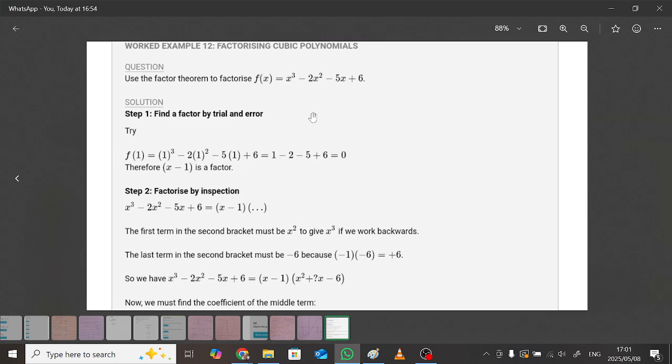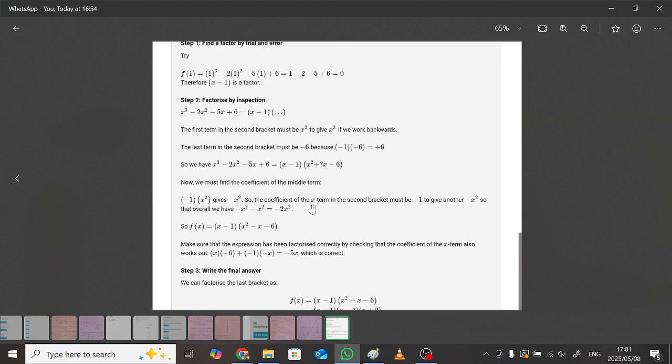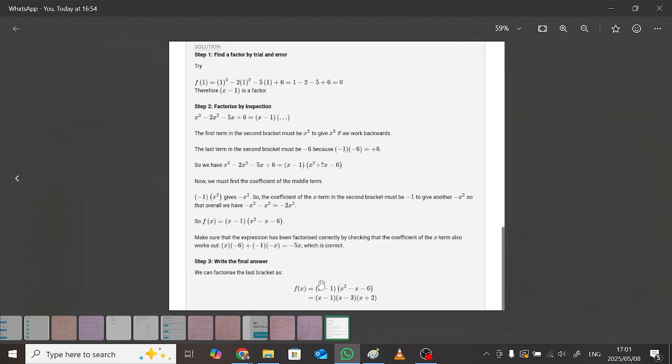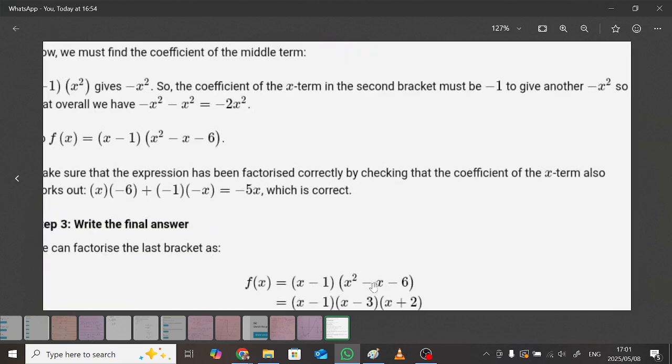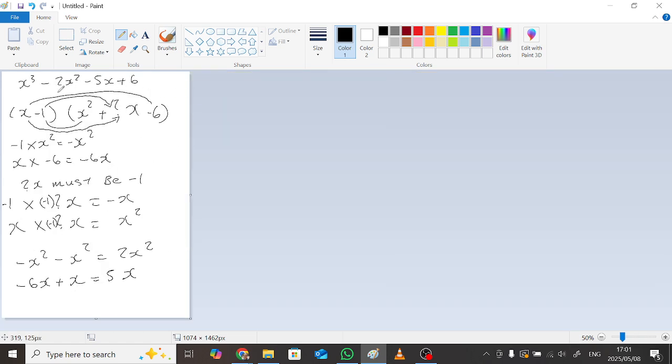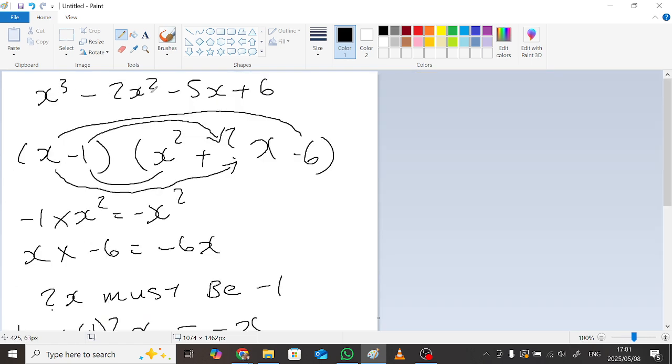Okay, so the next step we can just put in the factor over here, and then we're going to have to find our quadratic equation over there. So this is our original equation, x cubed minus 2x squared minus 5x plus 6, and there's our factor, x minus 1.